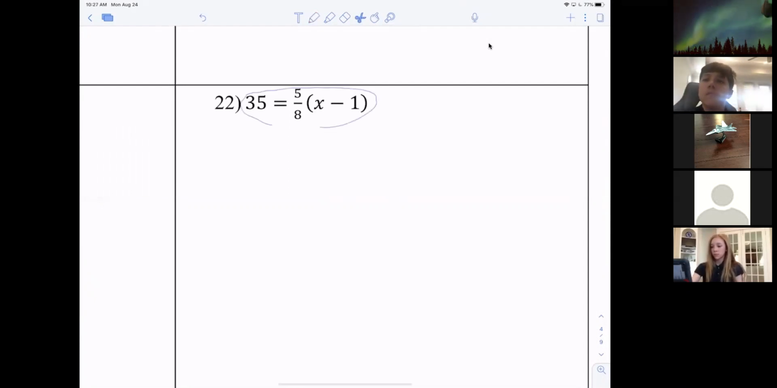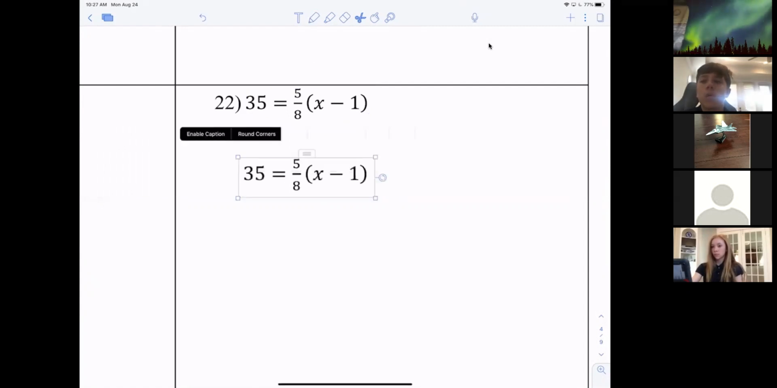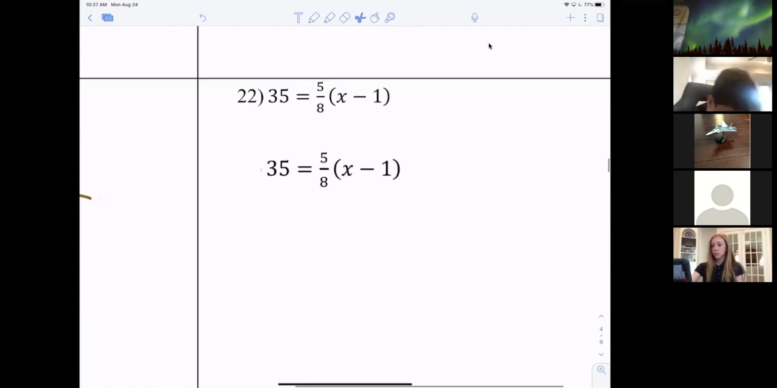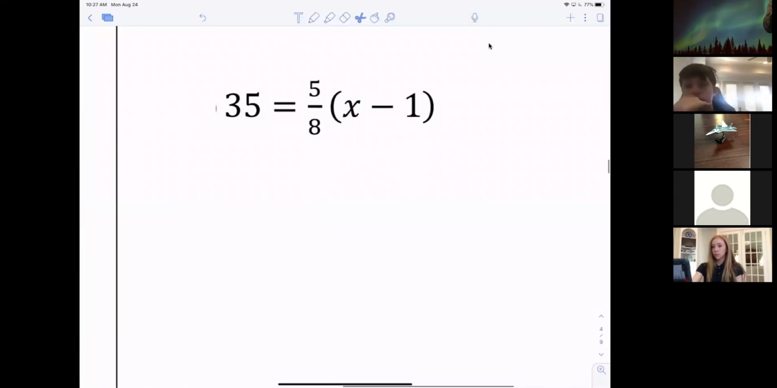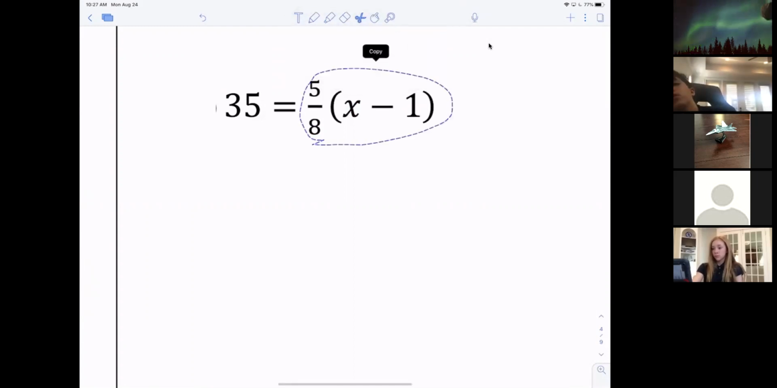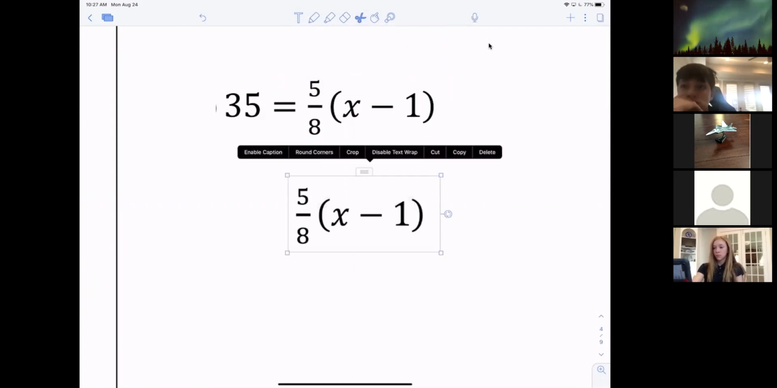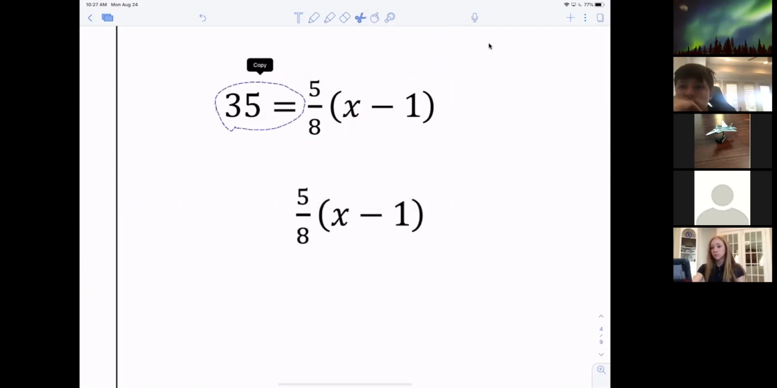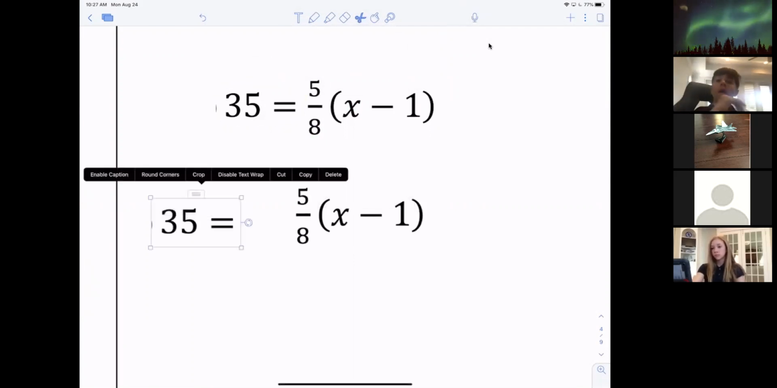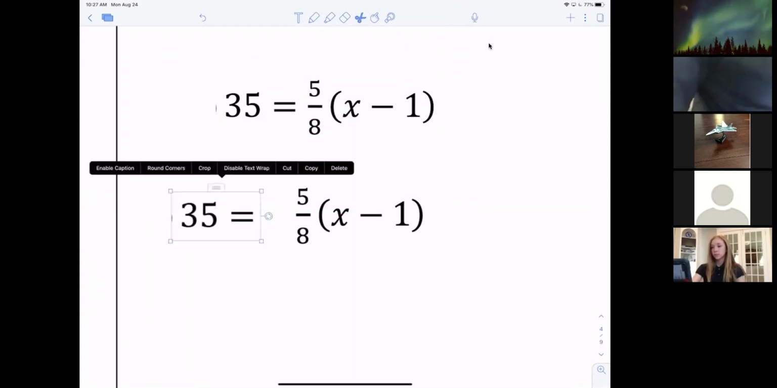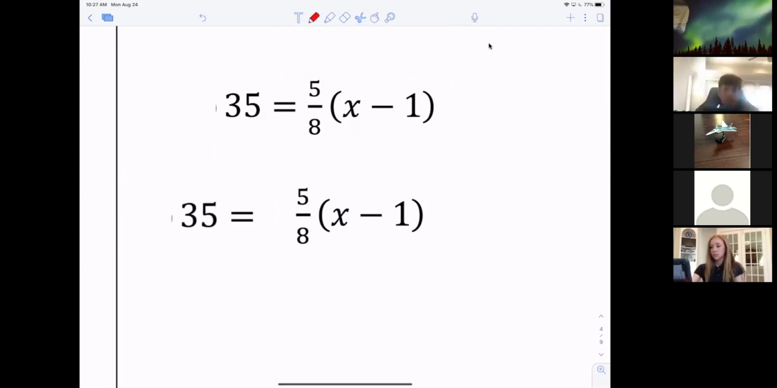Yeah, if I distribute, then it's going to be annoying because I'm going to have a bunch of fractions. So what could I do, actually? How do I get rid of the 5/8? Well, not exactly divide. How do I get rid of the 5/8? Someone tell me. You flip it. Multiply by the reciprocal. Yes, multiply by the reciprocal.